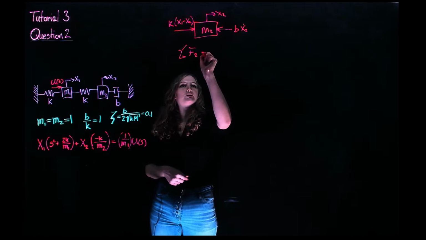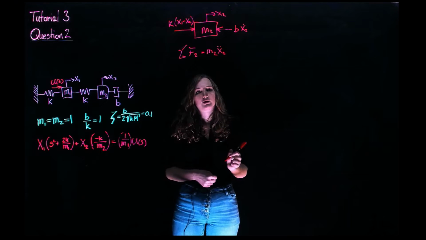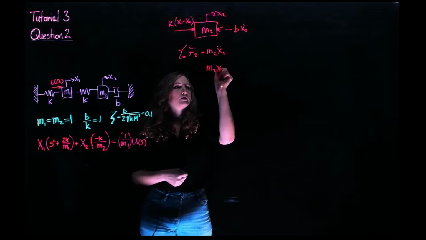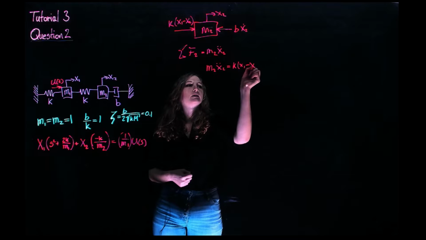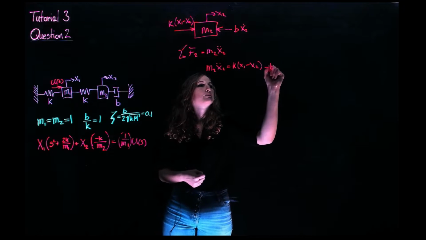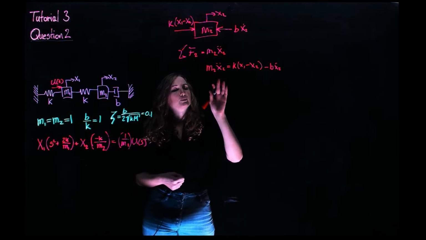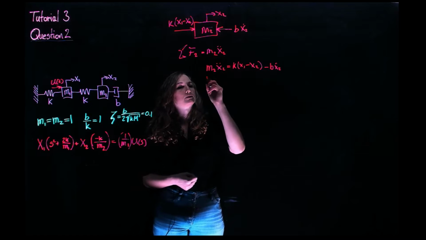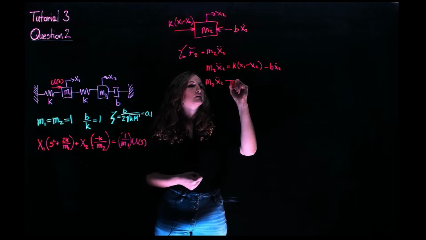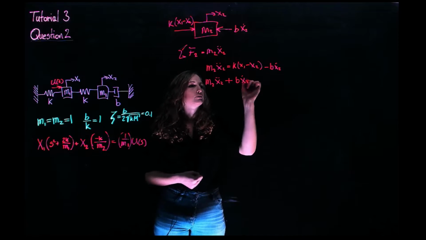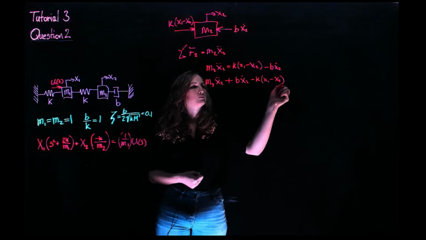So we have the sum of forces on 2 will be equal to the mass of 2 times the acceleration of 2. And our input, we get k(x1 minus x2) minus b x2 dot. And we rearrange because we want all of our outputs on the left and all of our inputs on the right. We get m2 x2 double dot plus b x2 dot minus k(x1 minus x2) equal to 0.